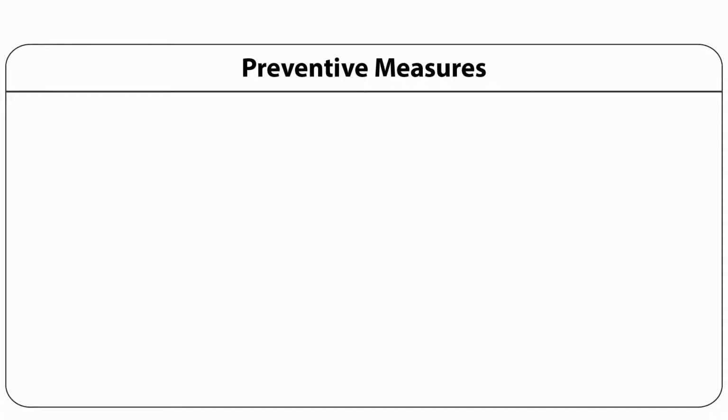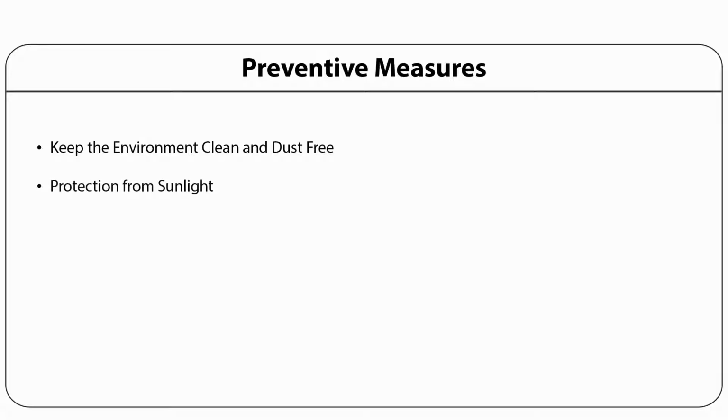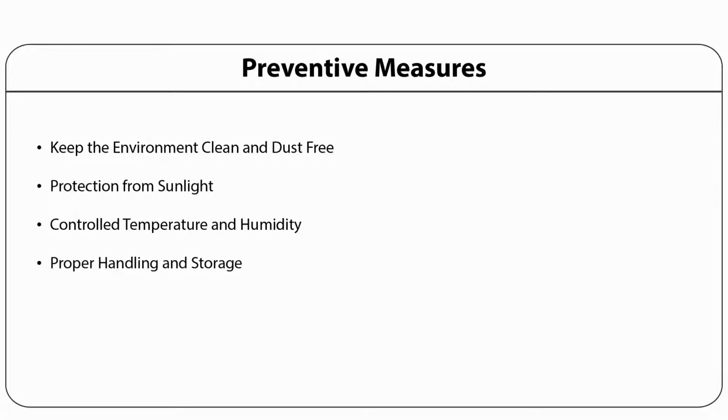Preventive measures. There is an old saying, prevention is better than cure. Same holds true for library material. The preventive measures, which include all form of action taken to prolong the life of library collection, should be followed. This includes keeping the environment clean and dust-free, protection from sunlight, keeping the temperature and humidity under control, and proper handling, storage, and security of the library collection.